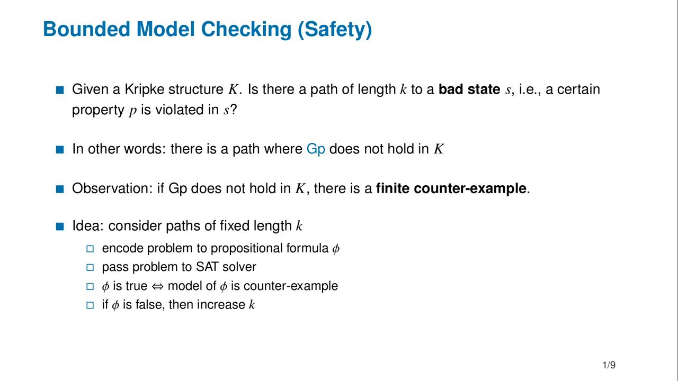And for this purpose, in order to show that there is a problem, we have to find a finite counterexample. So after a certain number of steps, there will be a state that we reach where the property is violated. And the idea of bounded model checking in the symbolic encoding using SAT was to consider paths of a fixed length k, encode the full problem to a propositional formula phi, and pass the problem to a SAT solver. If the SAT solver says the formula is true, then there is a bad state, and otherwise, if the formula is false, then this can be either because the implementation we are considering is correct and there is no problem, or we did not do enough steps.